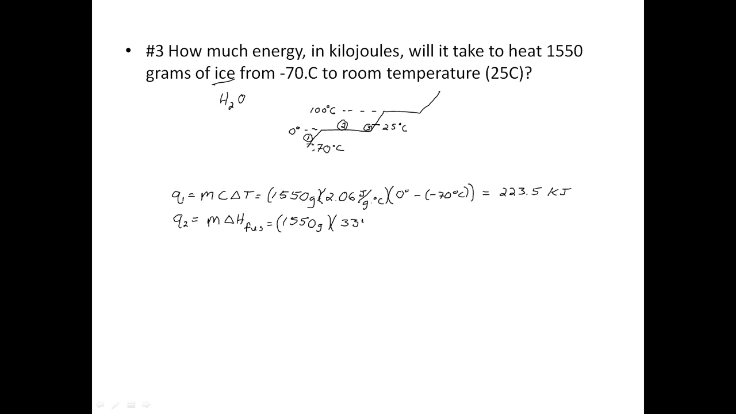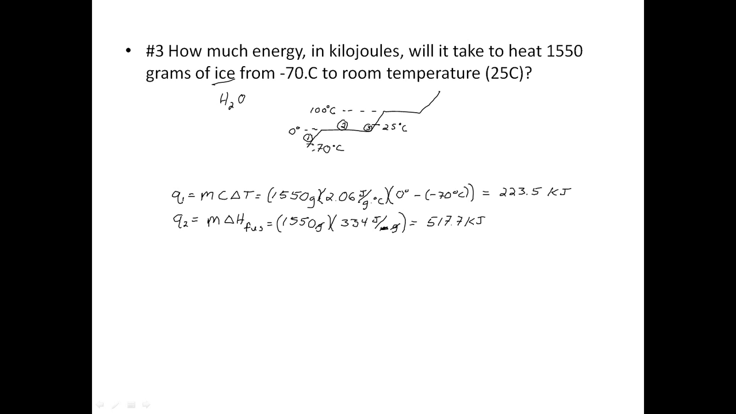Well, our mass is given in grams, so we do not have to do any mole conversion like we had on previous homework. It's joules per gram. So we see these grams cancel, and we are left with joules, and a quick conversion to kilojoules gives us 517.7 kilojoules.